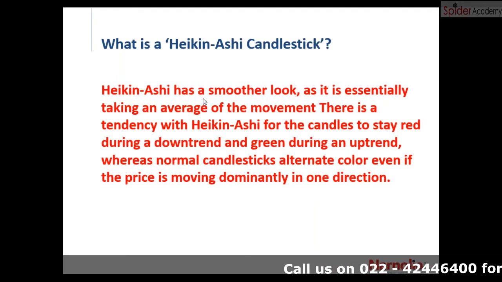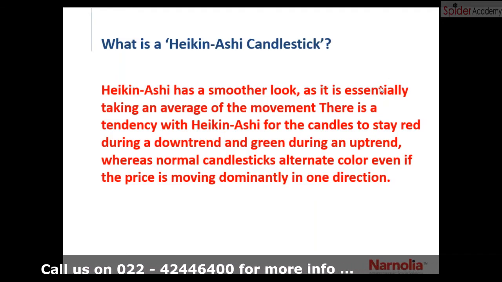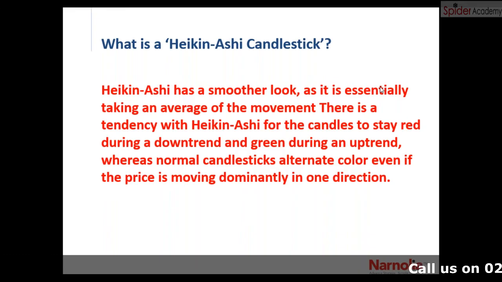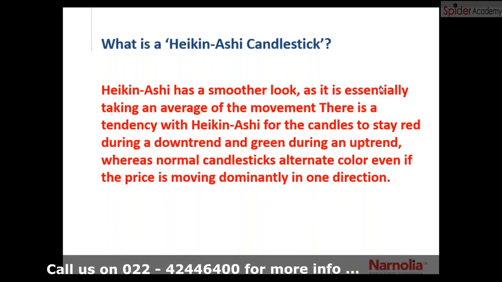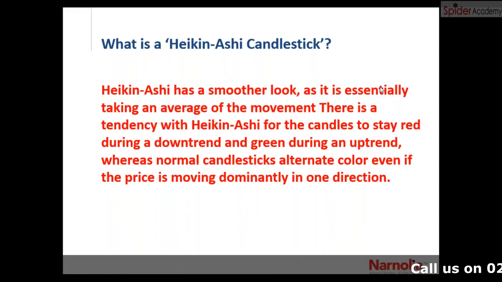This is a much smoother chart. Heikin has a smoother look as it is essentially an average of momentum. There is a tendency of Heikin bar candles to stay red, which is a bearish color, in a downtrend, and green in an uptrend, whereas normal candlesticks have alternating colors depending on their open, high, open and close.